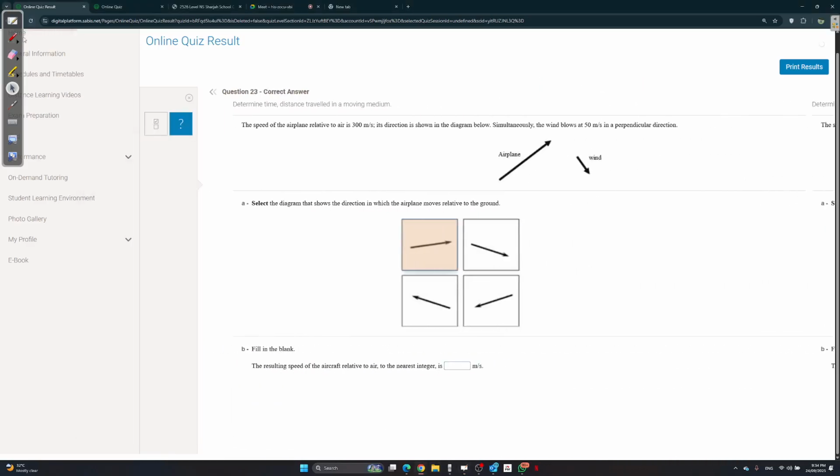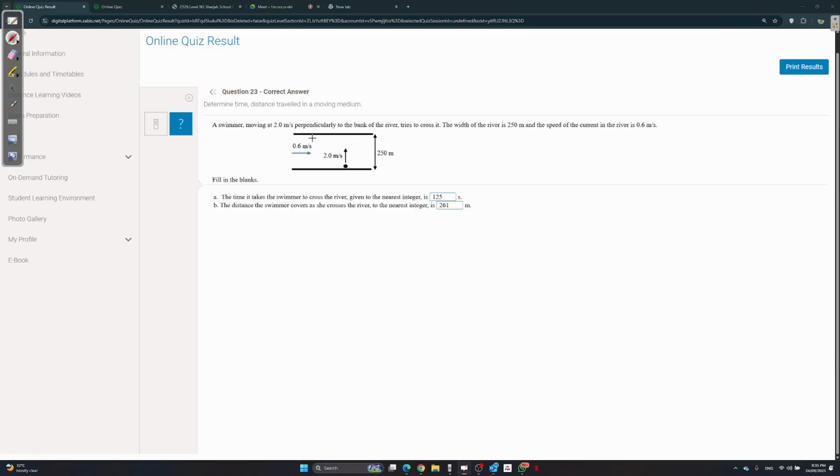Last question for today. A swimmer, oh, I remember this question from grade 11. Same exact question, I did it, and I didn't know how to solve it in the recording. Moving at 10 meters per second perpendicularly to the bank of the river. The width of the river is 250, and the speed of the current in the river is 0.6 meters per second. Perfect. Until now, we have this moving to the right, we have this moving down. The time it takes the swimmer to cross the river, given to the nearest integer, is what?